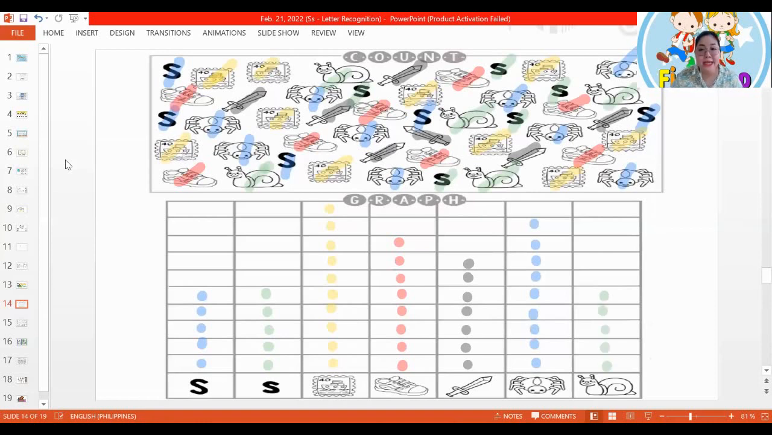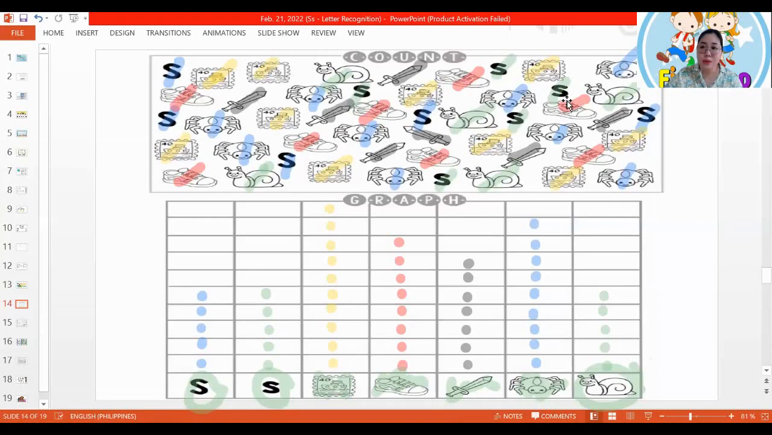So which one has the biggest number? The stamp has the biggest one. And then the next one, we have the spider. And then we have the shoe. Then the sword. And the capital letter S, lowercase letter s. And also the snail has the same number of objects. So that is how we count and graph.